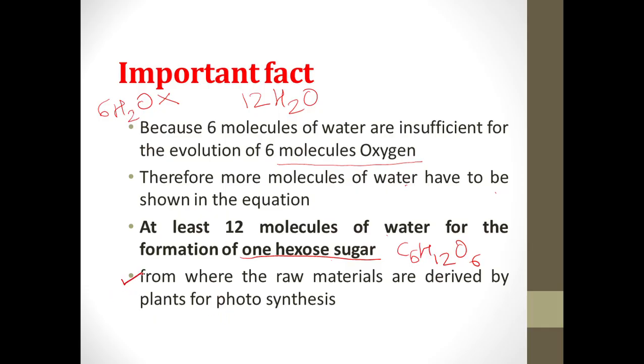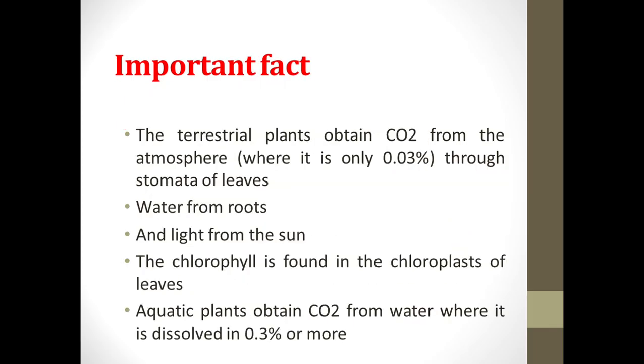From where are the raw materials derived by plants for photosynthesis? Now coming towards the raw materials. What are the raw materials, and from where are the plants deriving their raw materials for photosynthesis? This is important to know. Terrestrial plants obtain CO2 from the atmosphere. What are terrestrial plants? Land plants, plants that are grown on the land. And it is available in our air, where the CO2 composition is 0.03%.